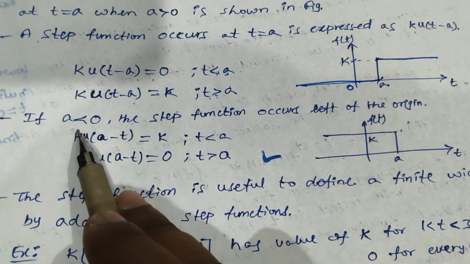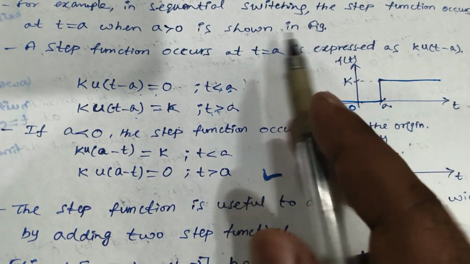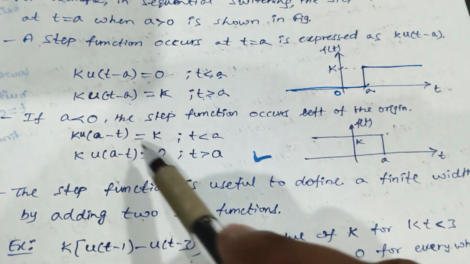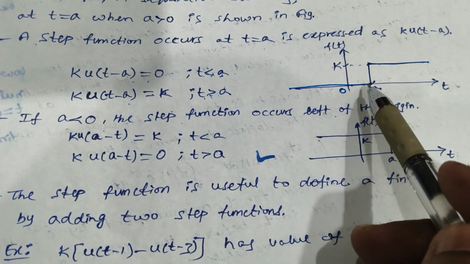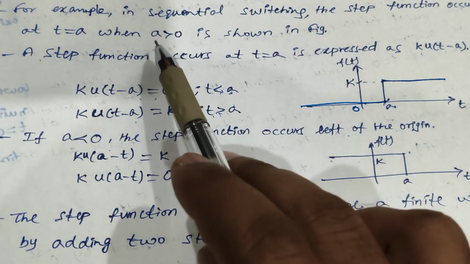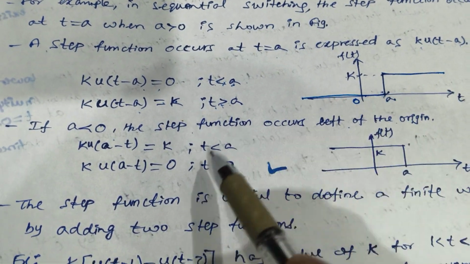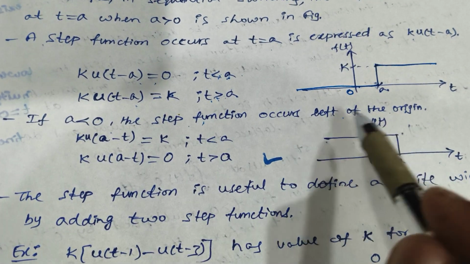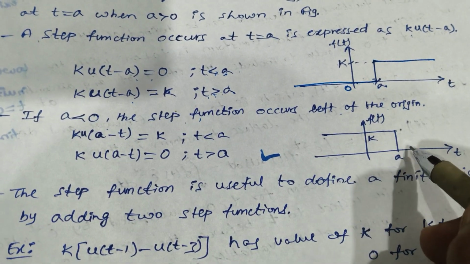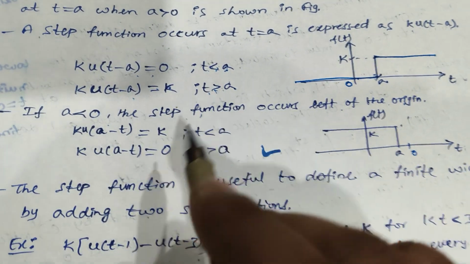I have considered here a is greater than 0. If a is less than 0, the step function occurs on the left of the origin. For a greater than 0, it occurs at the right side. If you take a is less than 0, it occurs on the left side of the origin.